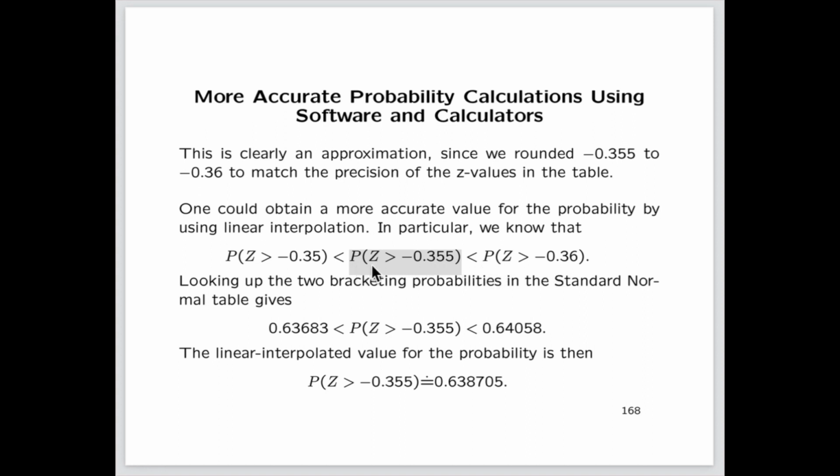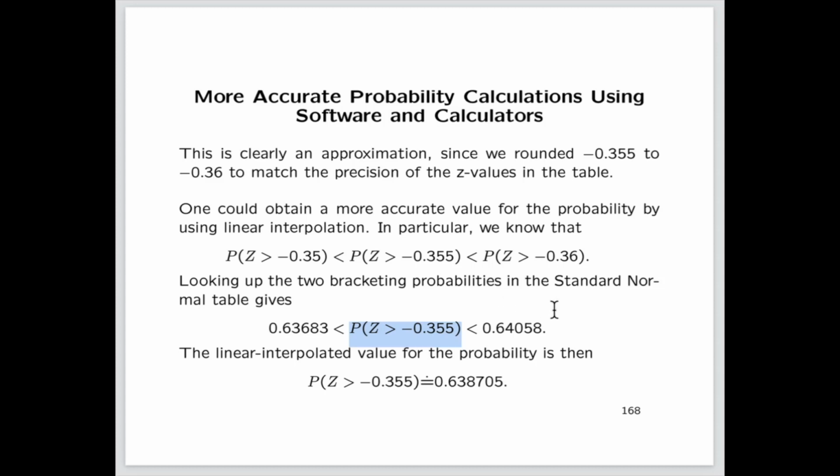So here on the right-hand side, we know that the probability that z is greater than negative 0.355 will be not only greater than the probability that z is greater than negative 0.35, but strictly less than the probability that z is greater than negative 0.36. And obviously we could look up both of these bounding probabilities in the z table because those z values are expressed to 2 decimal places. And so doing so, we would find that the probability that the standard normal random variable z is greater than negative 0.355 is greater than 0.63683 and less than 0.64058.